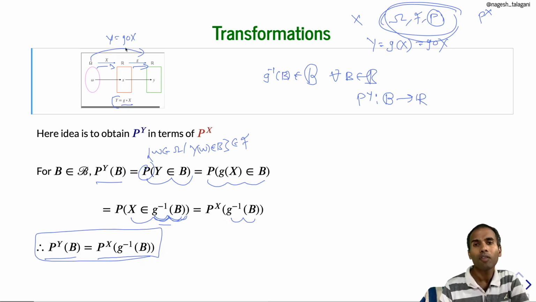Now, most of the time we work with discrete random variables or continuous random variables. In the discrete case, we may have access to the PMF of X, and then we want to find the PMF of Y. In the continuous case, we may have access to the PDF of X, and then we want to find the PDF of Y. Next, we want to see the connection between the PMF of Y and the PMF of X for discrete random variables, and the connection between the PDF of Y and the PDF of X for continuous random variables.